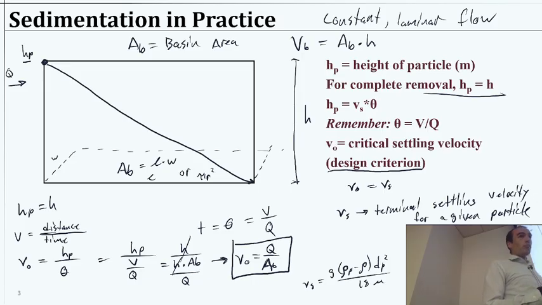Okay, so on this slide we talked about a lot, but it all does come down to pretty simple physics. And then the other piece of this is we can relate that to our settling velocity for a given particle. All right, any questions so far?